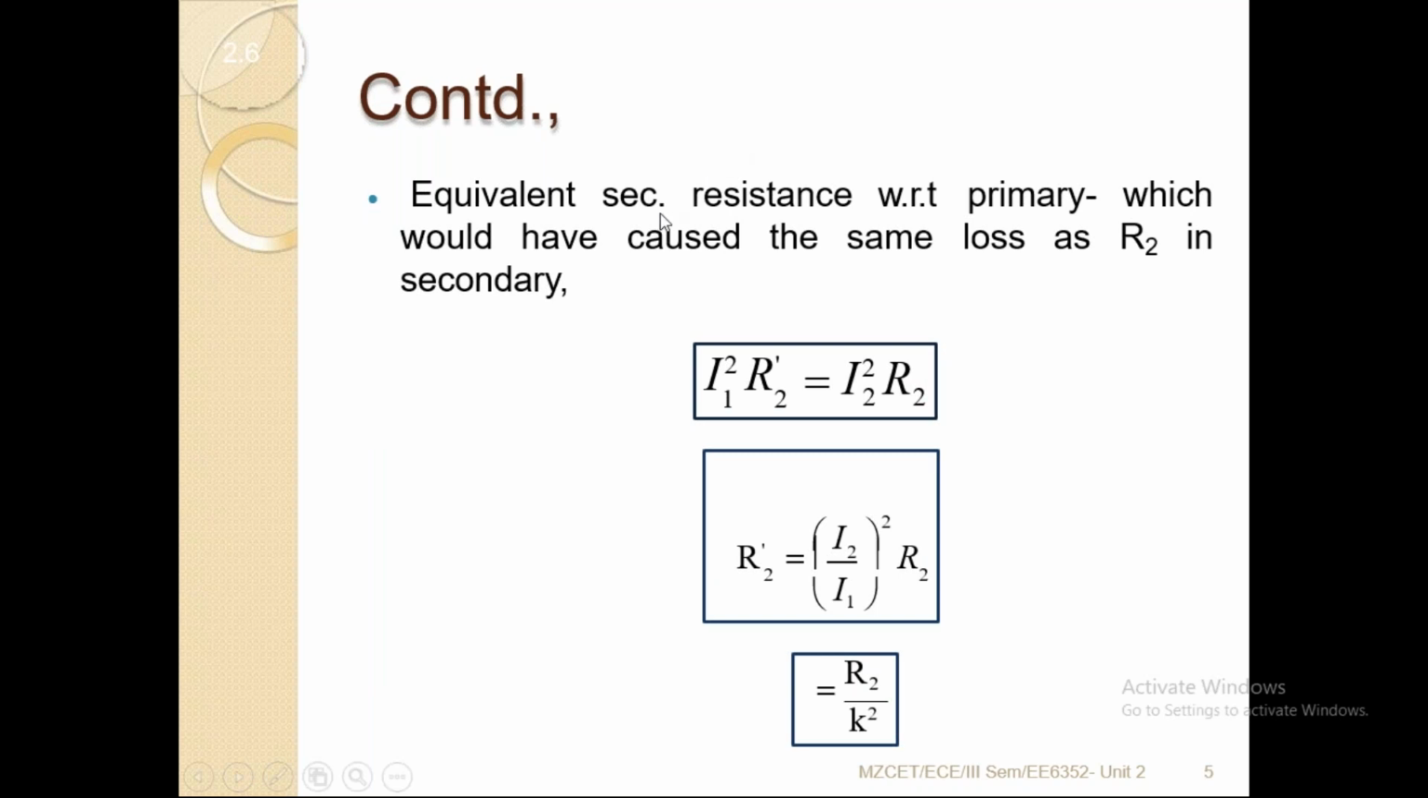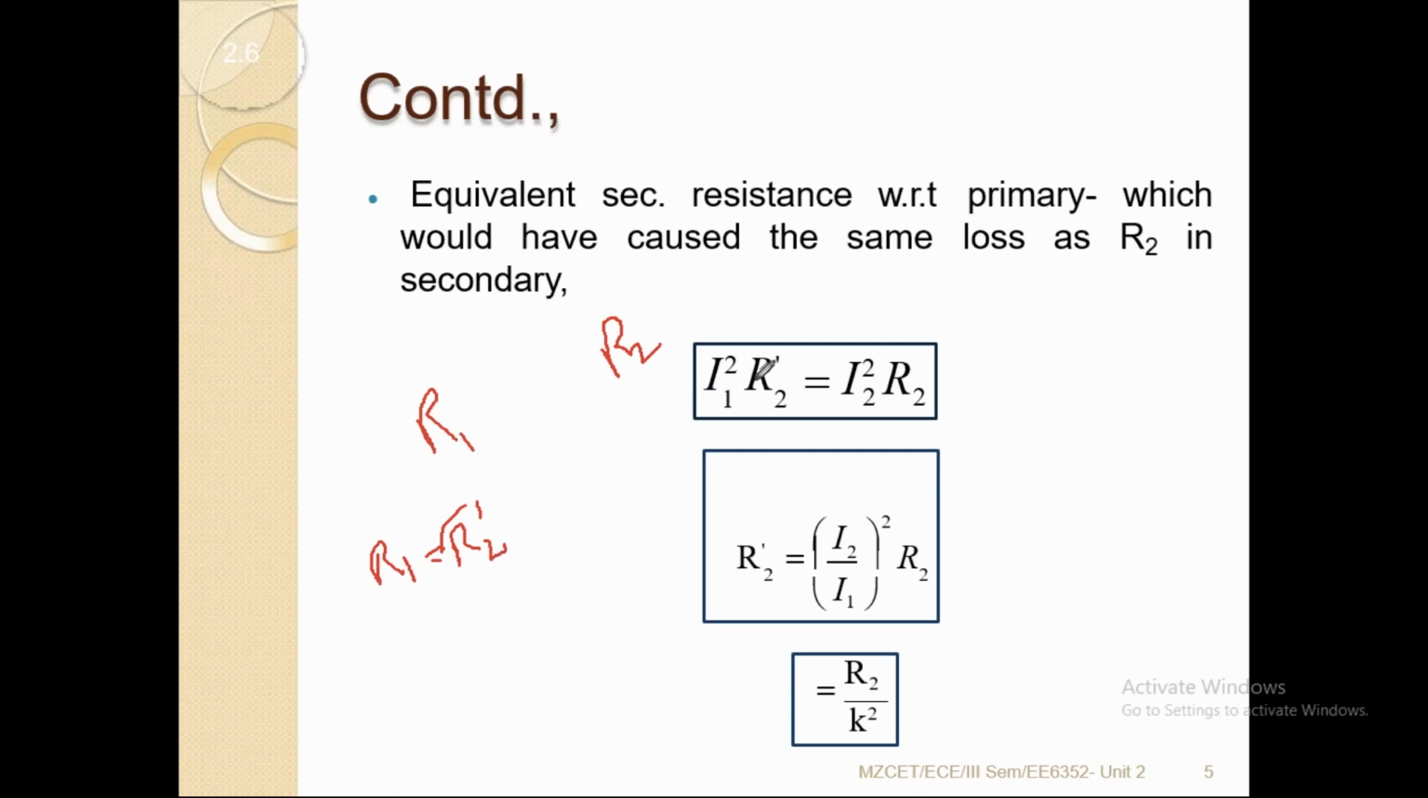Right. So equivalent secondary resistance with respect to the primary, which has caused the same loss as R2 in the secondary. So what is the losses happening across the R1? The same thing will be happening in the R2. That's why I am representing that R1 you can write in terms of R2 dash. So I am simply assuming that R2 is already there, right? So that's why R1 you can represent in terms of R2 dash.